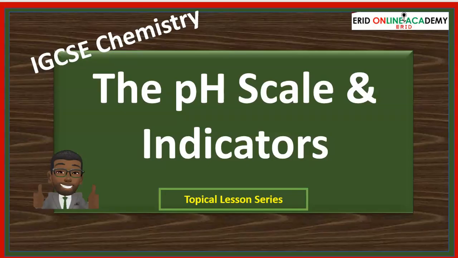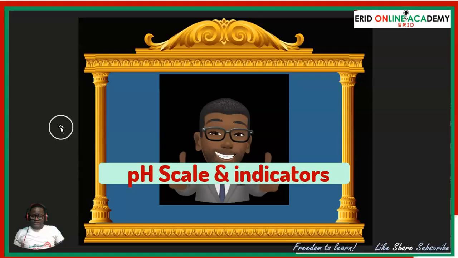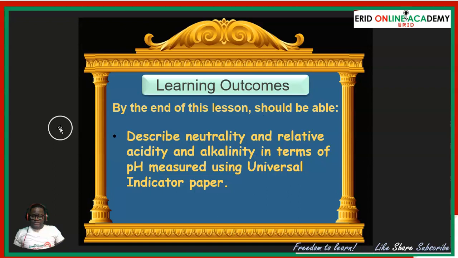In this video, we are going to focus on the pH scale and indicator. By the end of this lesson, you'll be able to describe the neutrality and the relative acidity and alkalinity in terms of pH measured using universal indicator paper. And of course, we're going to consider the use of other indicator papers like the methyl orange and the litmus paper. So let's first start with what the pH scale is.